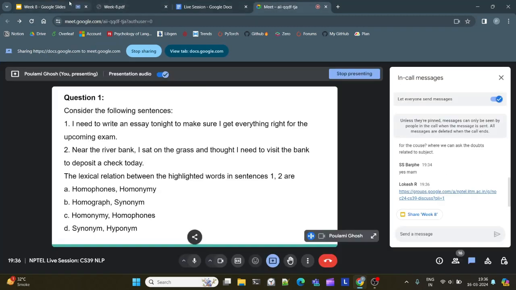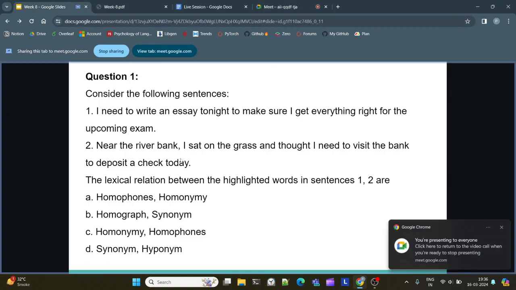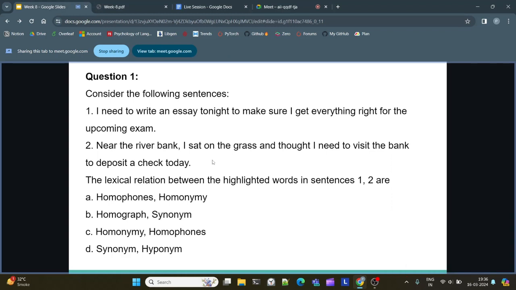So please take a second to try solving this problem. Once you're done, please post your answer in the chat, and we'll discuss it in a couple of minutes.